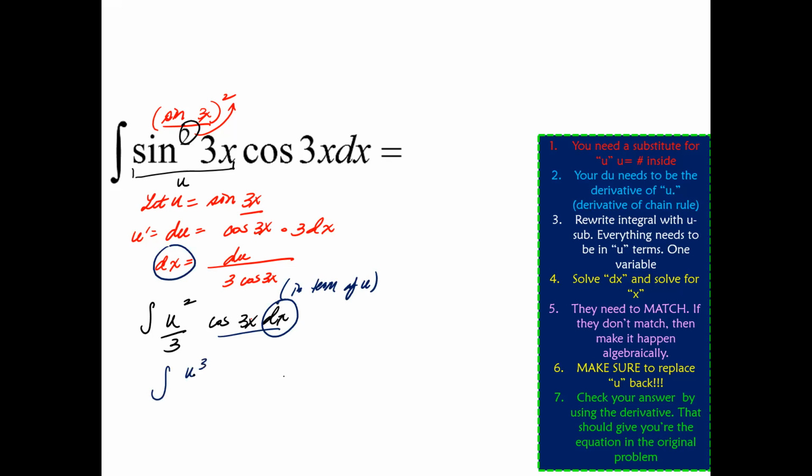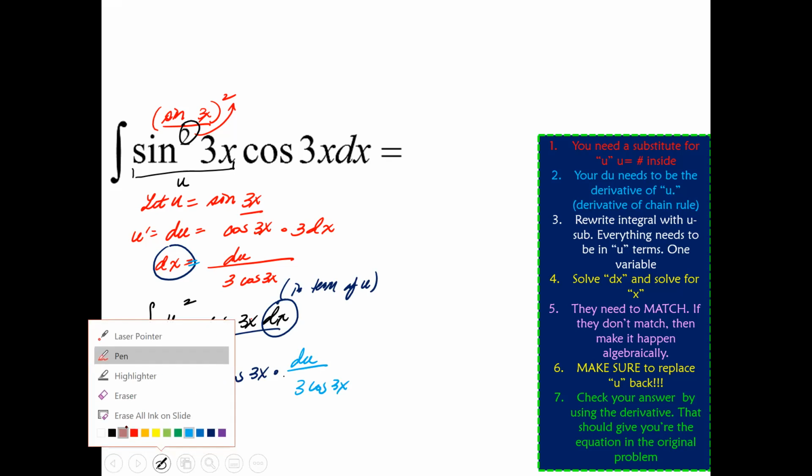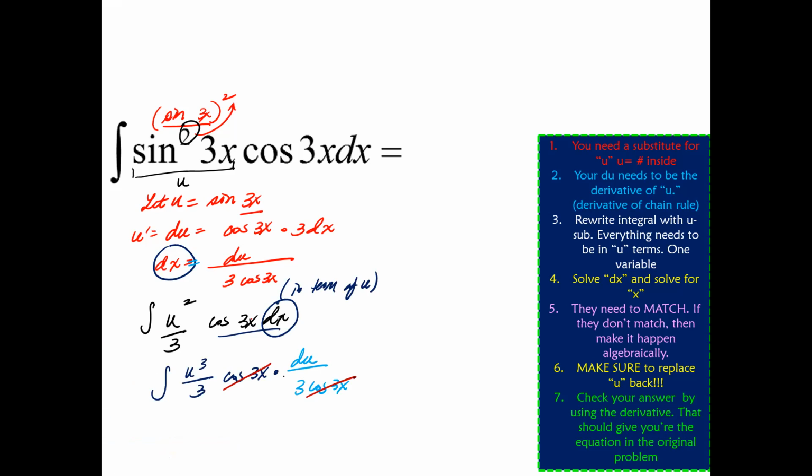So integral u cubed over 3 cosine 3x times, replacing the dx with whatever this is equal to, which is du over 3 cosine 3x. And lucky for you, you can cancel the cosine 3x. So then you have a 1 over 9, which you're going to put over to the left side. So I'm going to have integral 1 over 9 on the left, u cubed.